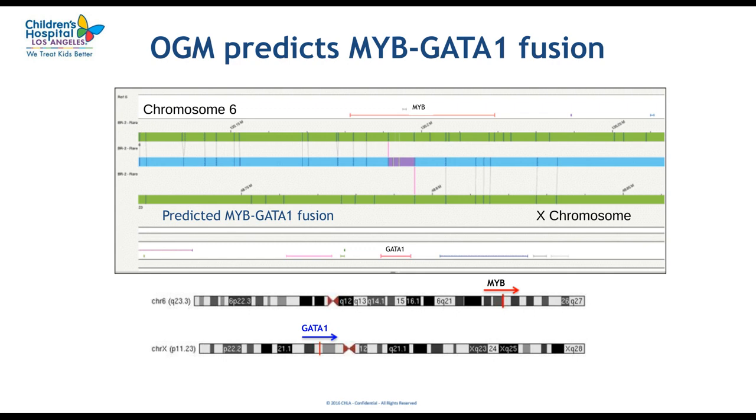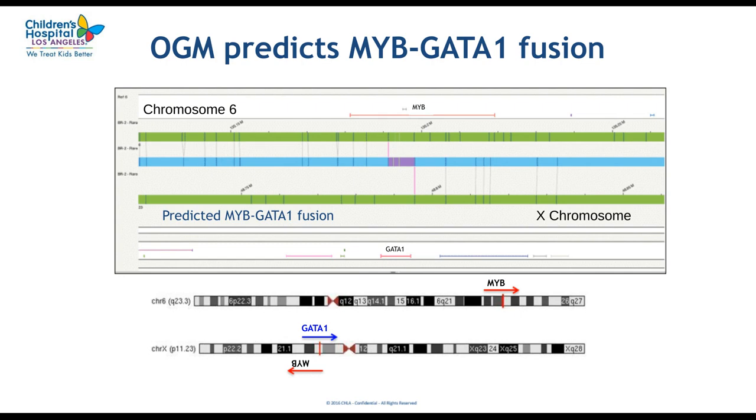So OGM results suggested the presence of MYB-GATA1 fusion, but if you look at the bottom, at how these genes are oriented on their corresponding chromosomes, if you just have a simple translocation between chromosome 6 and X, you would end up having these two genes in opposite orientations, and that would not result in a productive fusion. And so that explains why there was inversion of a segment of 6Q before the material was translocated to the X chromosome, because only that inversion allowed creation of a productive fusion between MYB and GATA1.